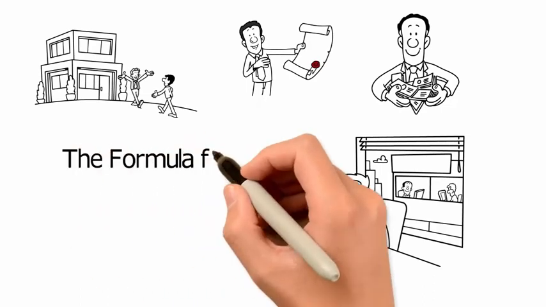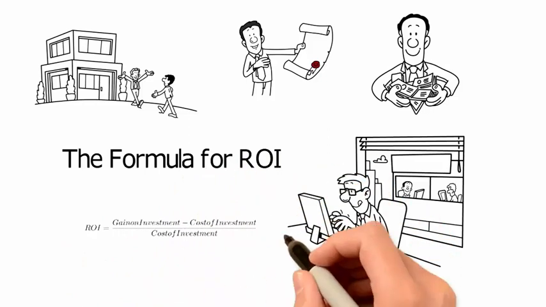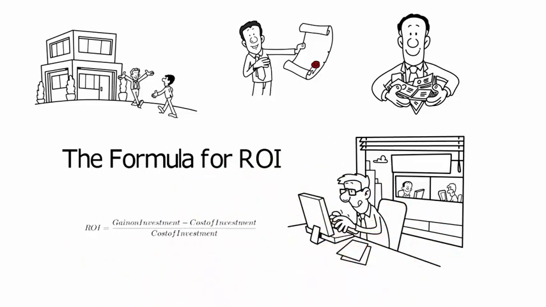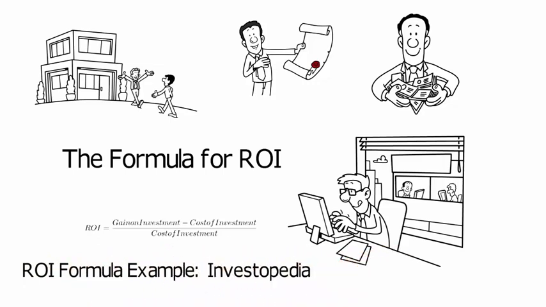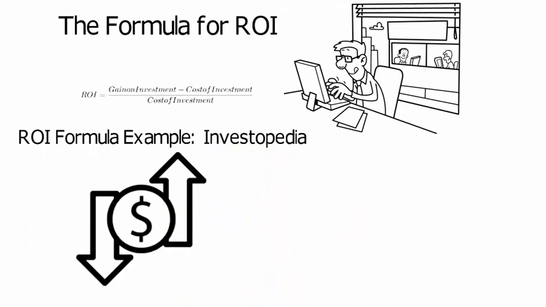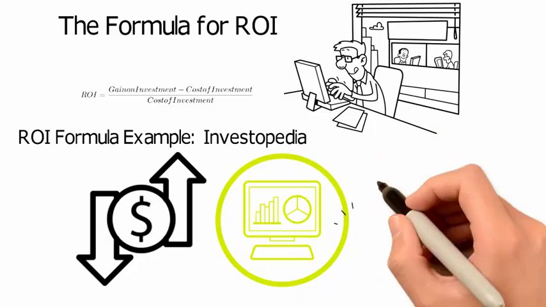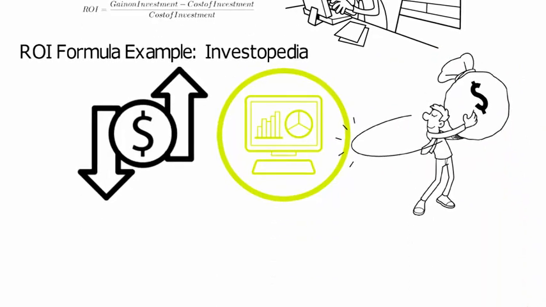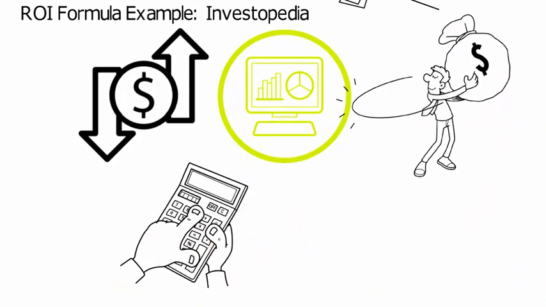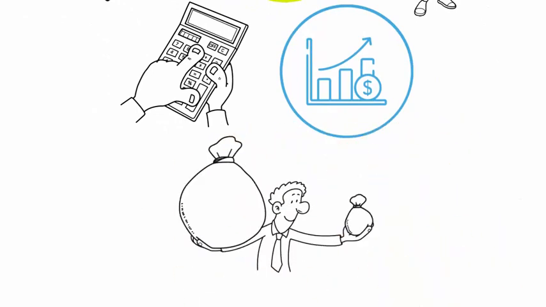The formula for ROI. ROI is equal to gain on investment minus cost of investment over cost of investment. ROI formula example from Investopedia. To calculate the profit gain or gain on any investment, you would first take the total return on the investment and subtract the original cost of the investment. However, ROI is a profitability ratio, meaning it gives us the profit on an investment represented in percentage terms. To calculate the percentage return on investment, we take the net profit or net gain on the investment and divide by the original cost.